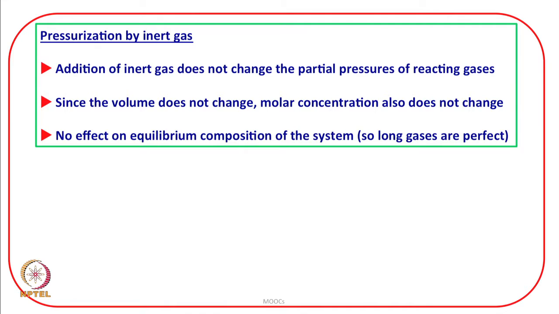To discuss a little more, how can we increase the pressure? Let us assume we have two reacting gases in a container. There are two ways of increasing the pressure. One of the ways is that we inject an inert gas. When we inject an inert gas, the total pressure is increasing and we do not allow the volume to change. Let us say the volume is not changing and all gases are perfect.